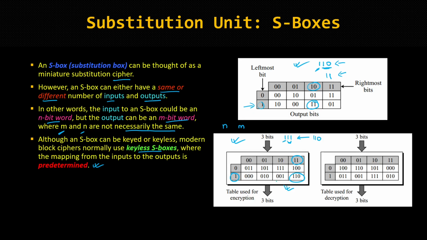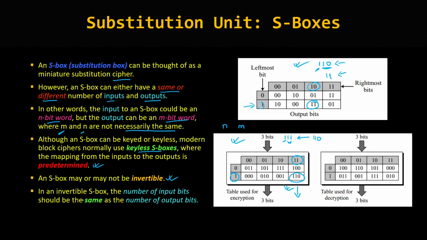The inverse of this table can be used for decryption as well. So an S box may or may not be invertible. In an invertible S box, the number of input bits should be the same as the number of output bits. As you can see here, the number of input bits and the number of output bits are not the same, right? So this is not invertible. But here we can see the number of input bits is the same as our output bits. That is why this S box is invertible.